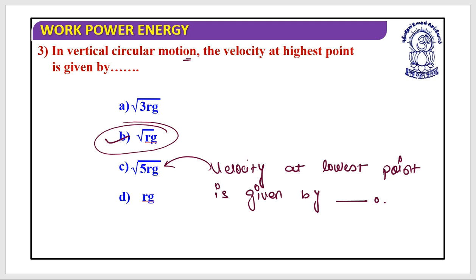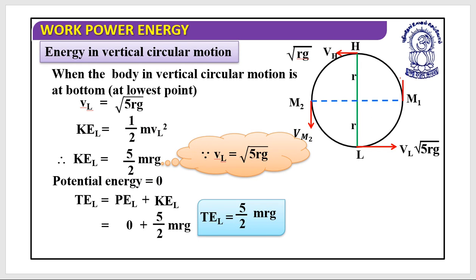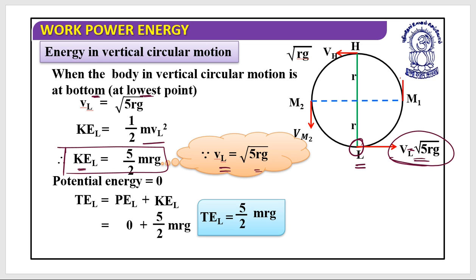Great. Now let's discuss the energies in vertical circular motion. Let's have a look. Let's suppose the body is at location L, in vertical circular motion at the bottom. At the lowest point, its velocity VL is equal to root of phi rg. So at this location, kinetic energy is equal to half into m into v square. If I replace the value of VL, root phi rg, then the kinetic energy would be phi by 2 mrg.